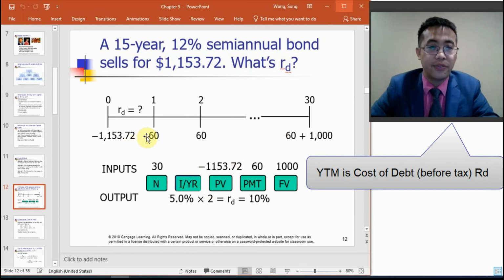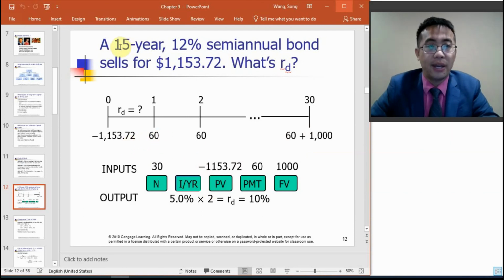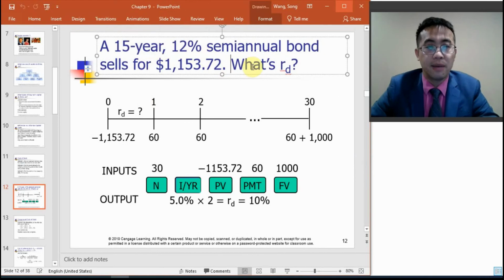So this is the cash flows generated from the bond. You have a 15-year, 12% semi-annual bond, and 12% is the coupon rate which you will use to generate the cash flows. It is a semi-annual, and that is a key important information. That means your coupon is delivered every 6 months, not every year. So you are going to convert 15 years to 30 semi-annual periods, and then divide the 12% annual coupon by 2 to get to the semi-annual coupon.